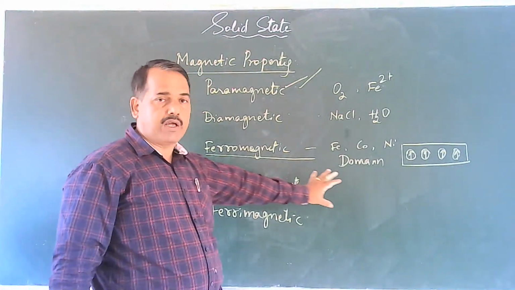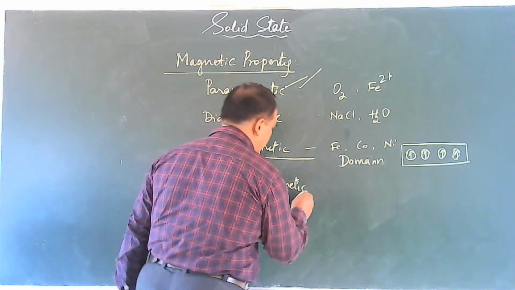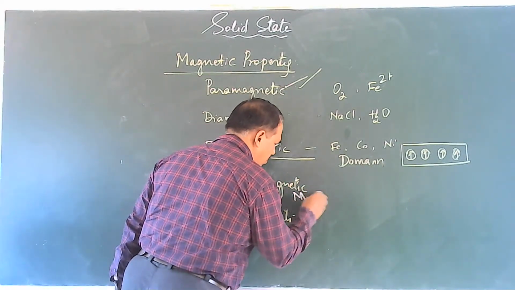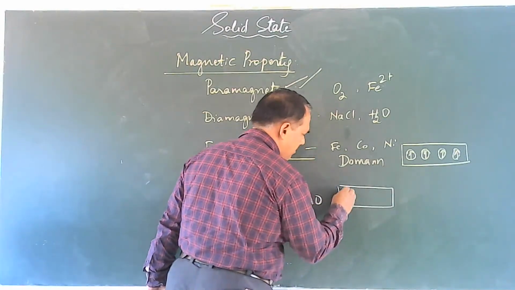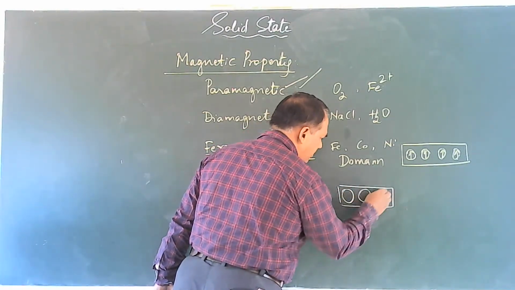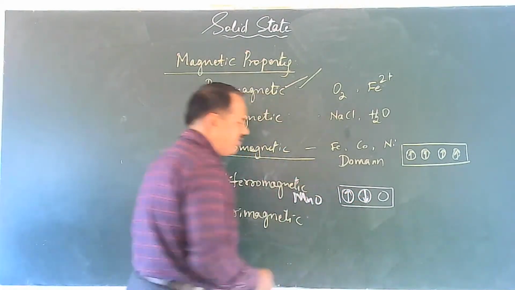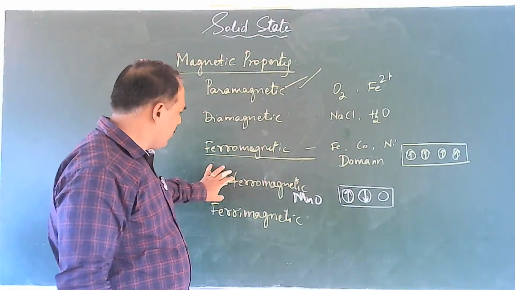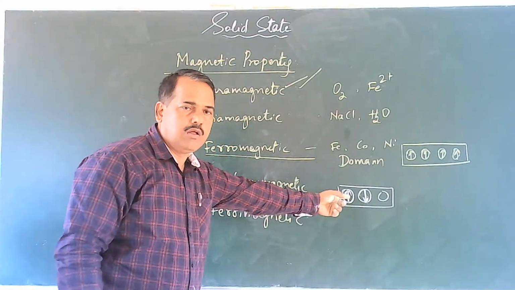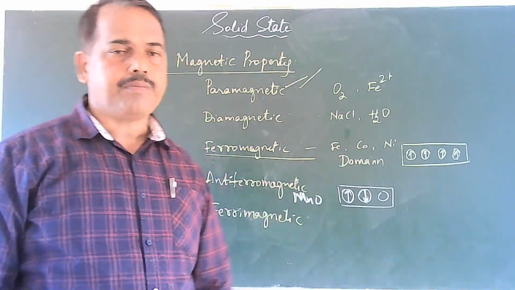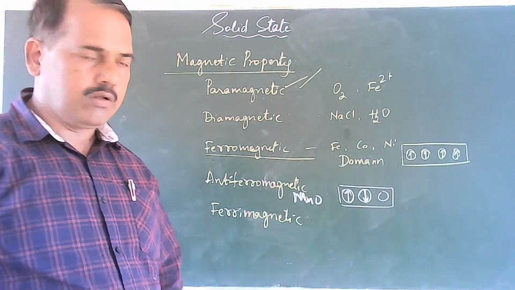Another one is antiferromagnetism. In antiferromagnetism, the example is MnO. So you can find the particles like this: one domain is in one direction, another cancels it. Therefore, one is magnetic, and its magnetic moment is cancelled by another particle. So therefore, it is called antiferromagnetic substances. Example is manganese oxide.